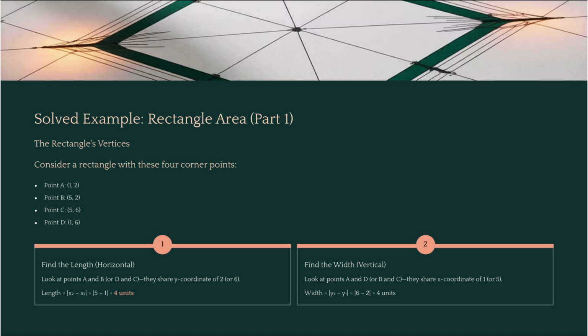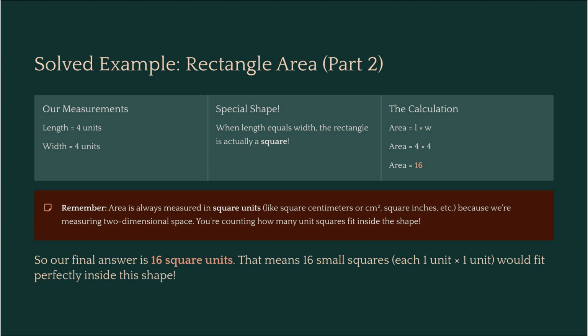This is a special rectangle where all sides are equal. It's a square. With a length of 4 and a width of 4, the area calculation is simple. 4 times 4 equals 16. So the area is 16 square units. Remember, since area covers a two-dimensional space, the units are always squared, such as centimeters to the power 2.